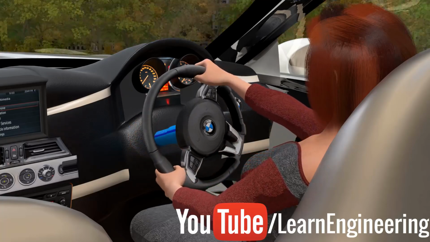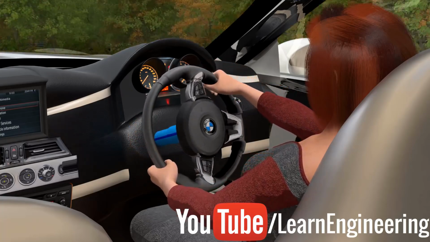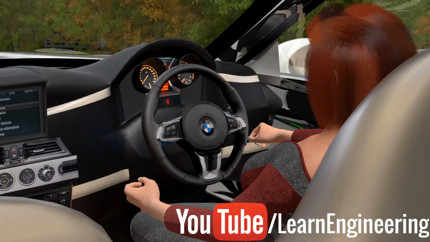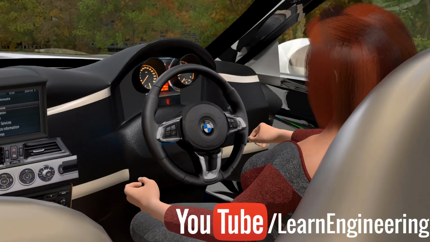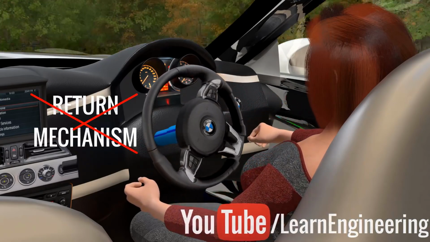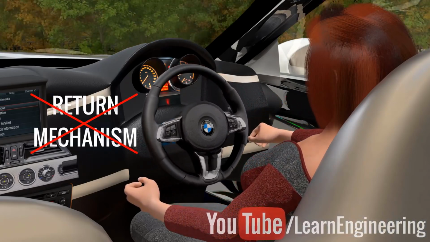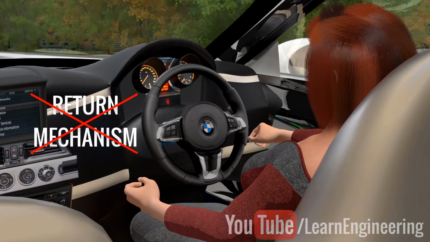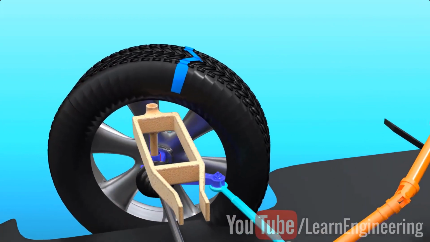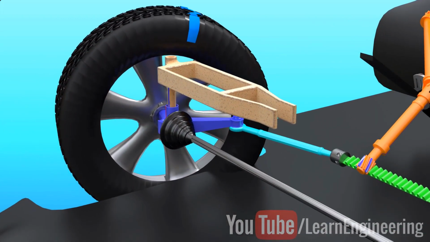You might have noticed that after making a turn, when you release the steering wheel, it will automatically return to the central position. You will be amazed to find out that this steering wheel returnability is not achieved by any complicated mechanism using springs or valves. Instead, engineers have achieved the return motion of the steering wheel solely by giving the front wheels an angle called a caster angle.